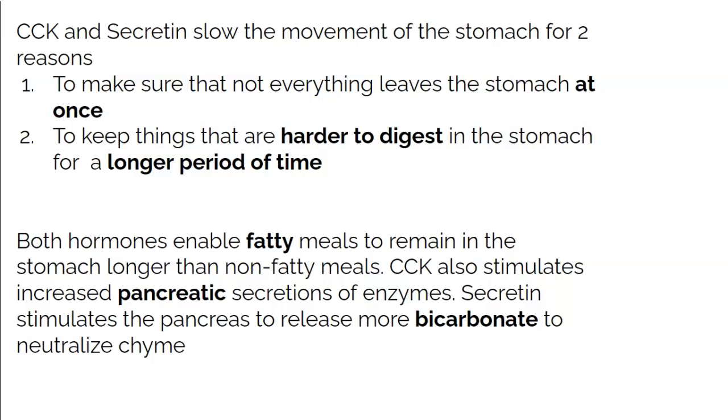The CCK also stimulates the pancreatic release of enzymes, which I talked about, and secretin is releasing bicarbonate to neutralize chyme. So I talked about a lot. I talked about absorption. I talked about hormones. You might want to go back and review and make sure all your notes are filled in.